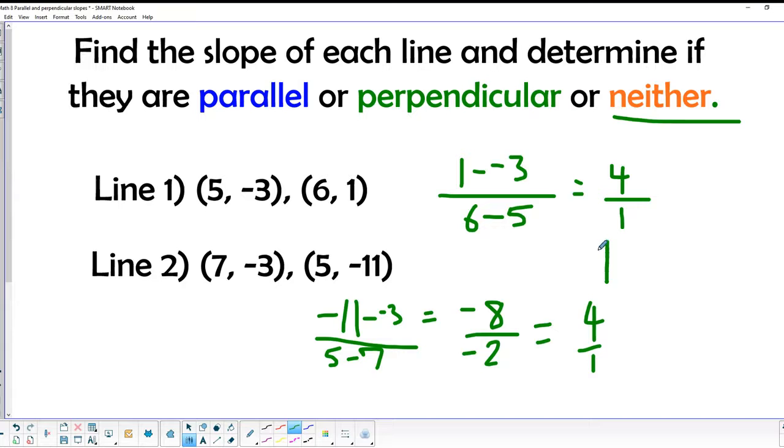So we notice that these two slopes are the same. And if they are the same, that means they are parallel lines. All right, that was pretty easy, wasn't it?